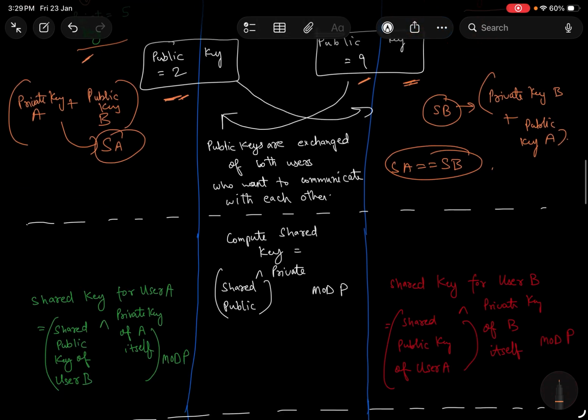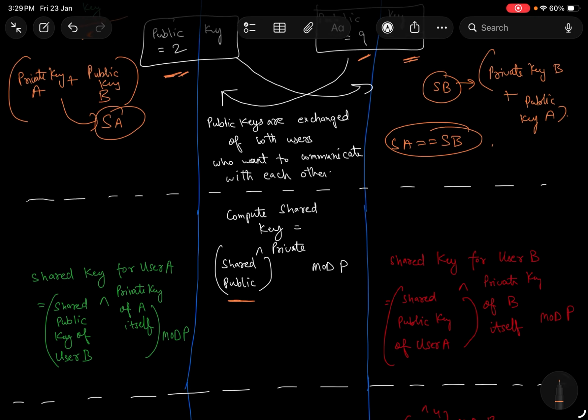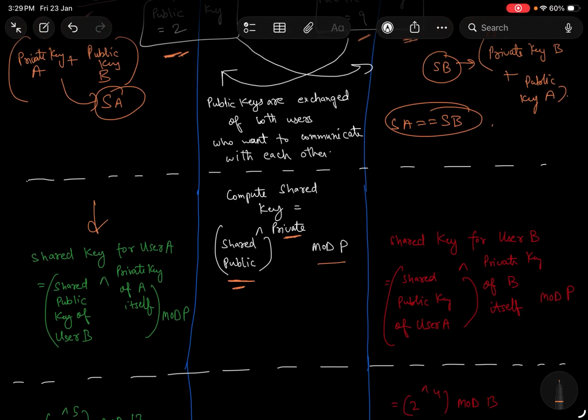So what's the equation for that? We have the shared public key, as I just saw above, of whoever user A, for example, wants to communicate with. So if they want to communicate with user B, here we take the shared public key of user B, then the private key of user A, and then again we mod with the fixed value, which was P, which we defined above. And this is done at their own sites, in their own private spaces.